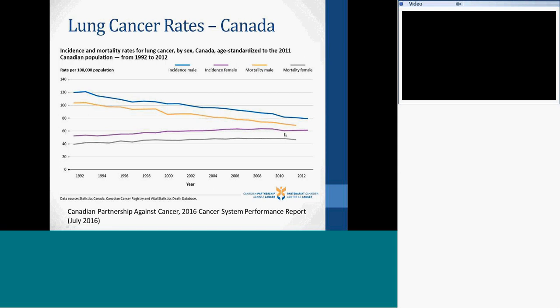Looking at Canadian data from CPAC, you can see a similar trend for at least incidence and mortality in males, which looks like the incidence and mortality of lung cancer has been somewhat declining in males since the early 1990s. However, in females, it seems to have been creeping upwards, maybe reaching a plateau somewhere over the past decade, hopefully.